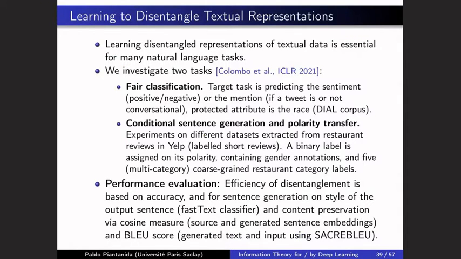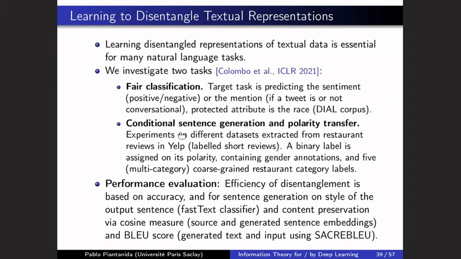Another application, with a completely different data set: here we're looking at disentanglement in a textual representation. These are a completely different type of data. In particular, we're looking at two different tasks. One is the fair classification task, in which we have a target task such as sentiment analysis, for example positive or negative reviews of a particular product, or whether or not a tweet is conversational. And your protected attribute here is race. This is a typical application for fairness.